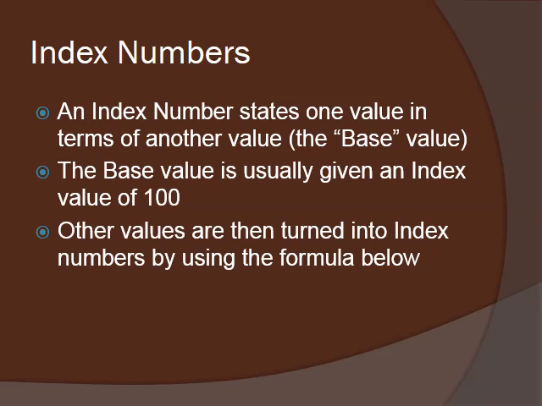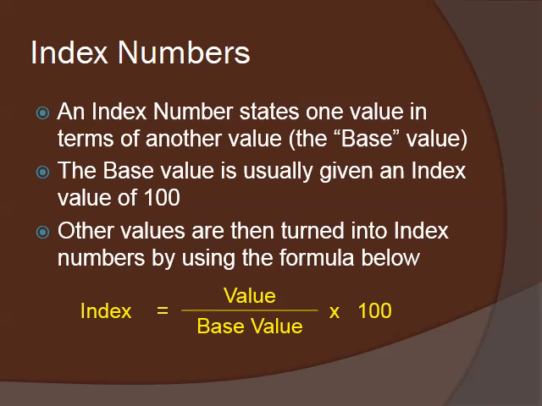Then we convert other values into an index number by using the following formula. So our index number is going to equal the value that we're converting divided by the base value multiplied by 100.